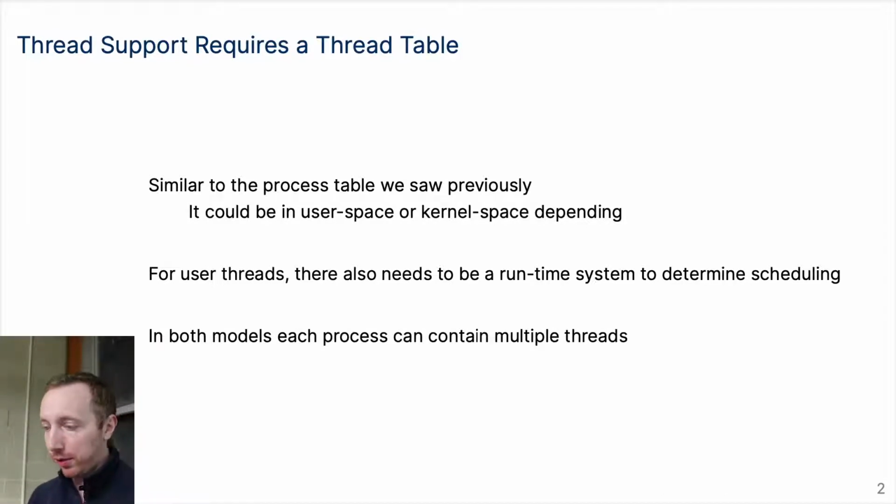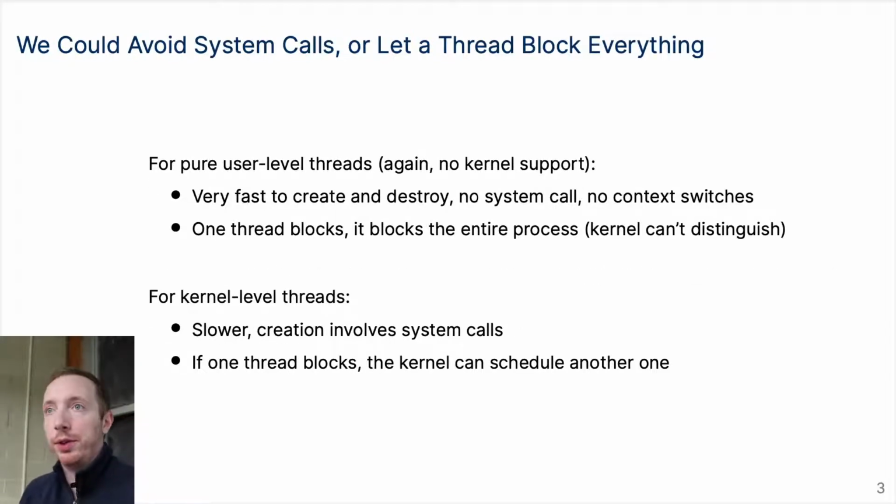Okay, so if you have user threads, you have to determine your own scheduling because you can't rely on the kernel. It will schedule your process, but you have to determine which of your user threads runs at any particular instance. But in both models, threads live within a process. So you could avoid system calls. That's one of the benefits of user level threads, which especially was a benefit back in the day when you only had a single CPU anyways. It's actually quite slow to transition from user space to kernel space, have the kernel do some stuff and then transition back.